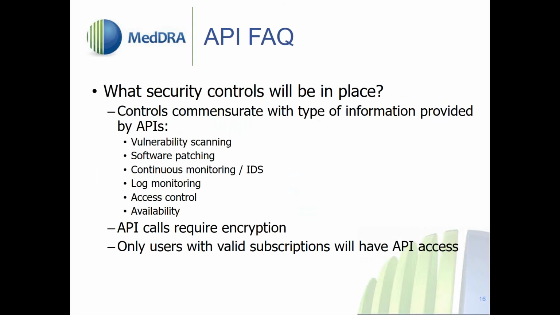The security controls that will be in place for the APIs are going to be controls that are commensurate with the type of information that the APIs provide. So again, that's MedDRA terms and associated information. Those controls will include but are not limited to things such as vulnerability scanning, continuous monitoring, log monitoring, access control. And obviously, the API calls will require encryption. That's a bit of a no-brainer, but something that we need to ensure everybody understands. And then, of course, only users with valid subscriptions will be able to have access to the APIs.